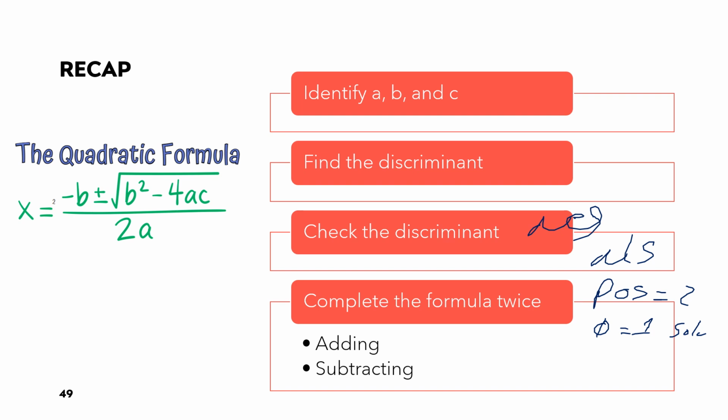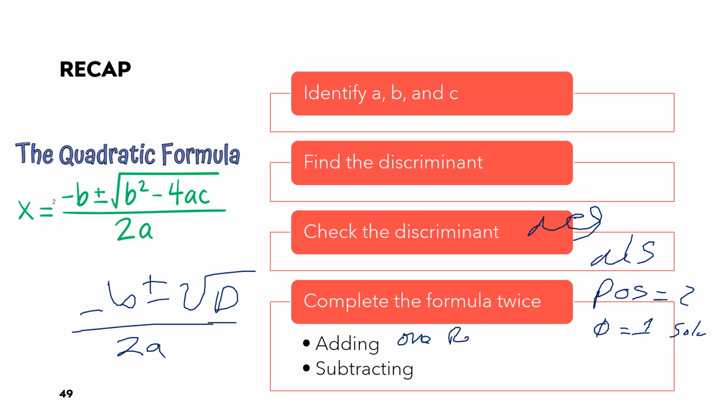First time, you take what you hadn't worked with, which would be negative b over 2a, and you add or subtract the square root of the discriminant. When you add it, you'll get one root, or one solution. When you subtract, you'll get another, maybe. Could be the same one. If your discriminant is 0, you'll get the same root both times that you work the problem.